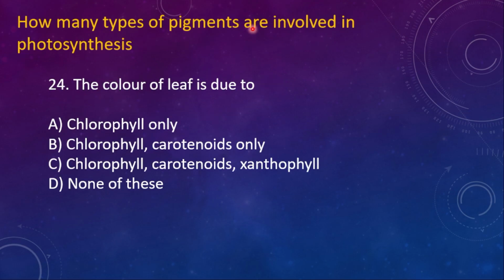How many types of pigments are involved in photosynthesis? 24th question. The color of leaf is due to option A, chlorophyll only. B, chlorophyll and carotenoids only. C, chlorophyll, carotenoids and xanthophylls. And then D, none of these. So here the right option is chlorophyll, carotenoids and xanthophylls.